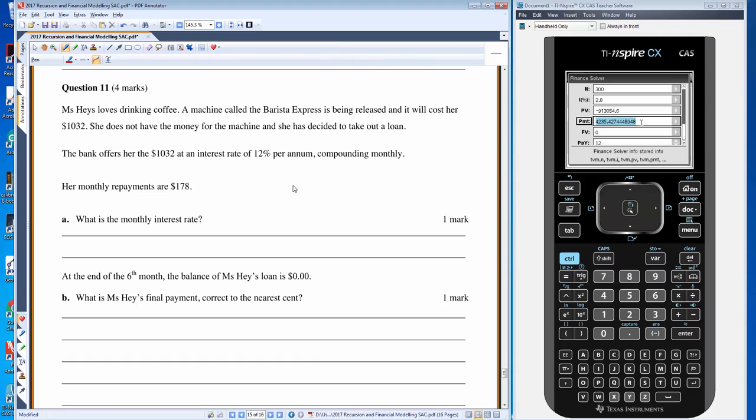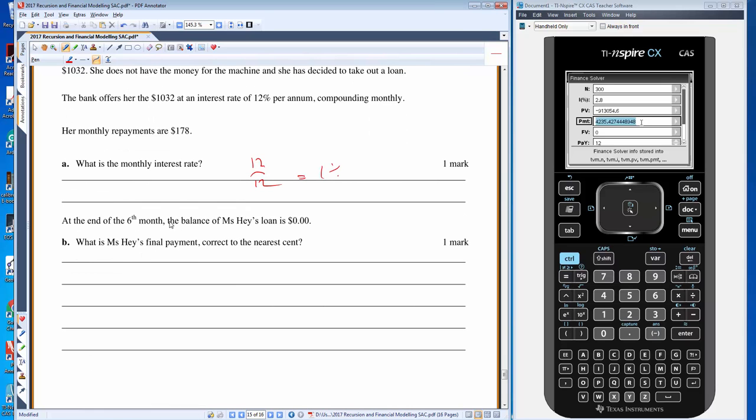Alright, the very last question. Ms. Hayes loves drinking coffee, and she bought this machine here. It cost her that amount, and she unfortunately doesn't have the money. So the bank offers her that amount at an interest rate of 12% per annum, compounding monthly. We've got these payments of 178, and we're after the monthly rate. Well, if it's 12% per annum, let's split it 12 ways, which means the monthly rate is 1%.